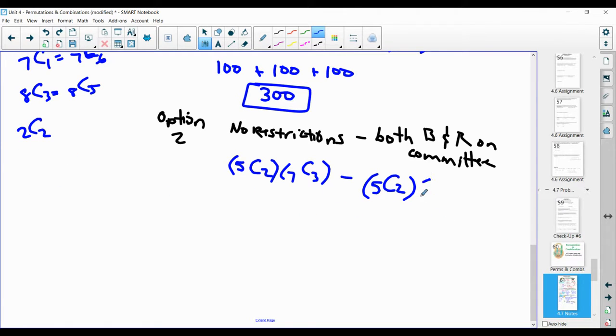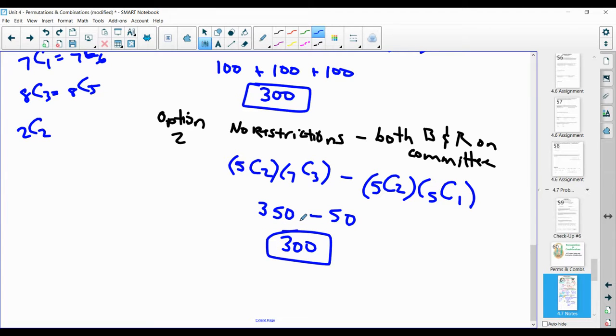But that leaves us with 5 boys to choose from. And of those 5, we're choosing 1. And so 5 choose 2 times 7 choose 3 is 350. And 5 choose 2 times 5 choose 1 is 50. So 350 minus 50 also gives us 300.